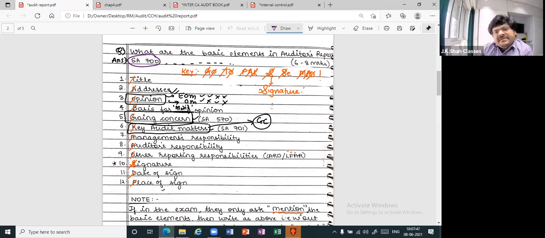Signature, if an individual is there, he himself will sign. Partner, engagement partner in a firm. Correct. Only signature is okay.